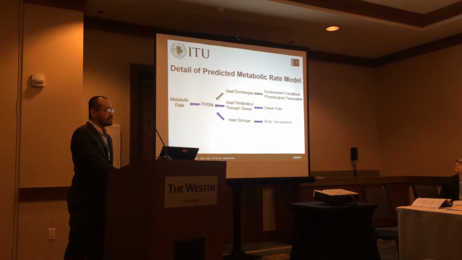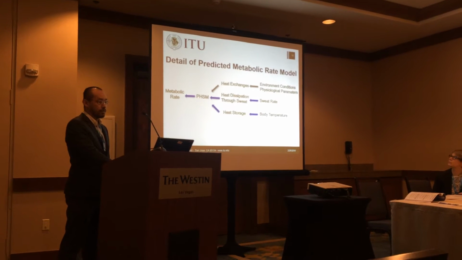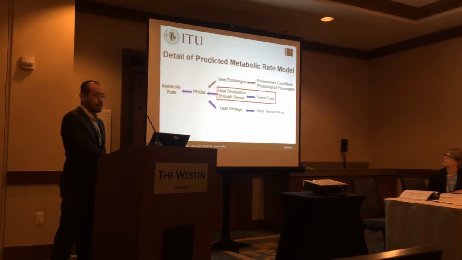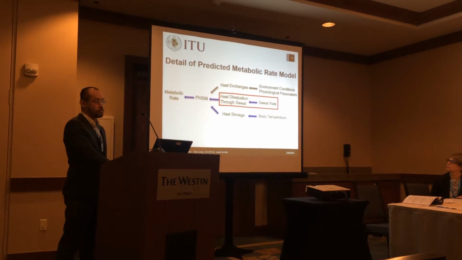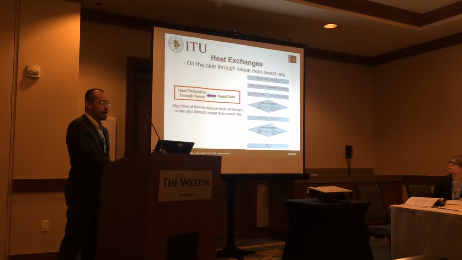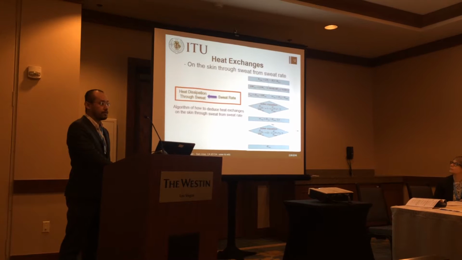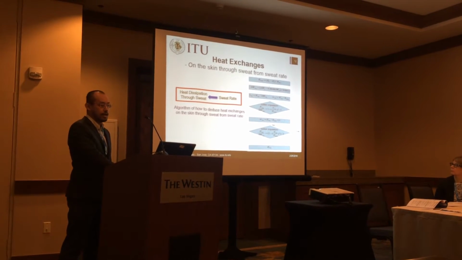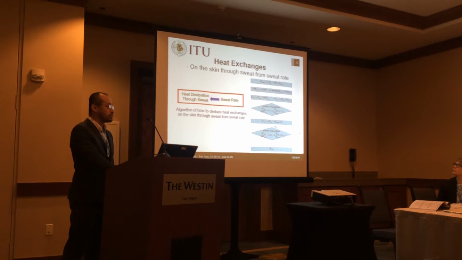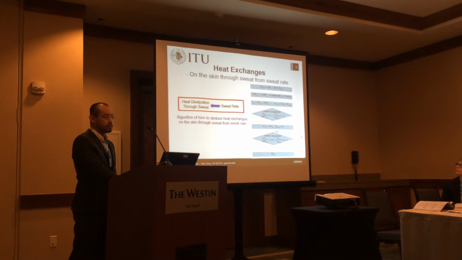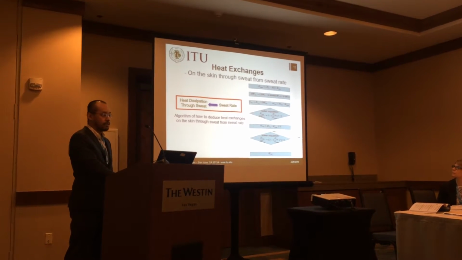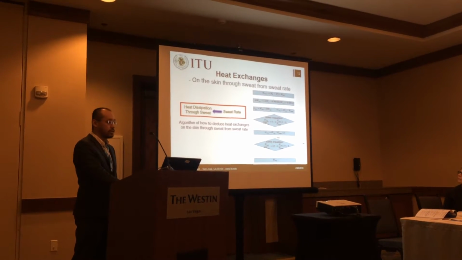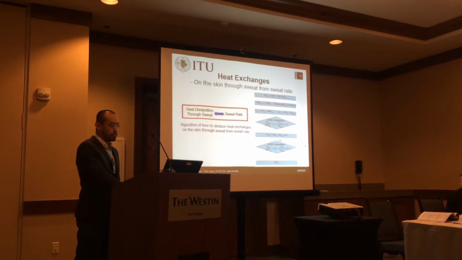Now let's look at some of the details of the predictive metabolic rate model. We are going to introduce this part: how we can calculate heat dissipation through sweat from sweat rate. Actually, it is a very straightforward method. It only involves some basic mathematical calculation, and it is a reverse version of the calculation proposed in ISO 7933. If you want to know more about the definition, calculation, or explanation, you can turn to our paper for more information.